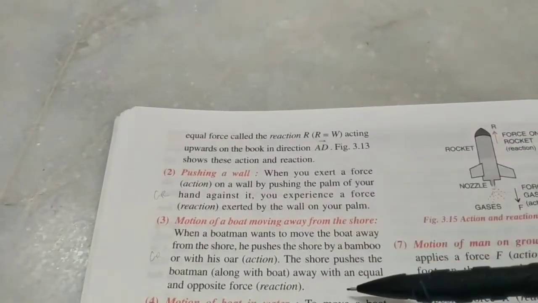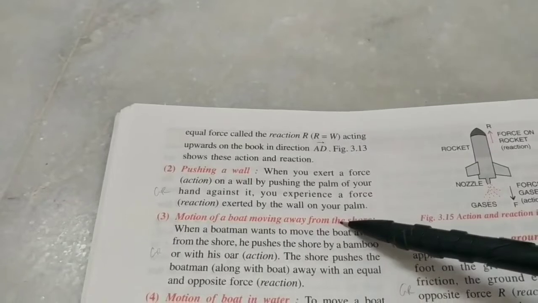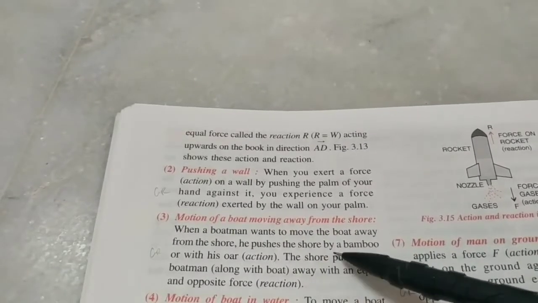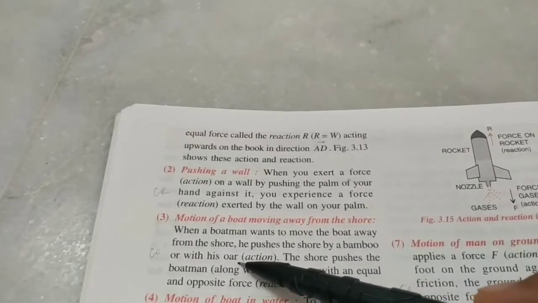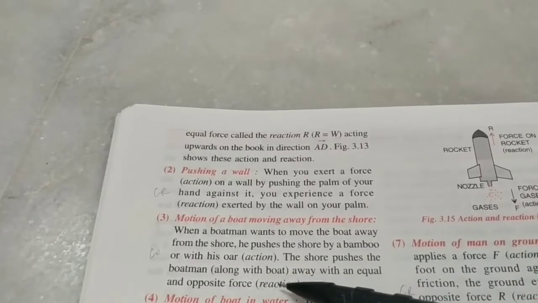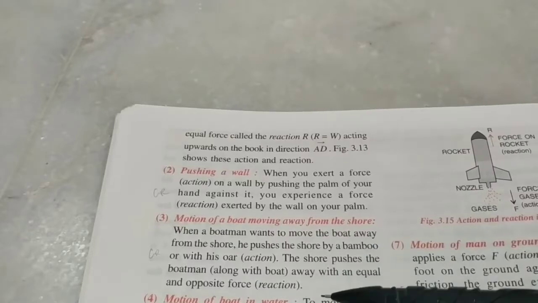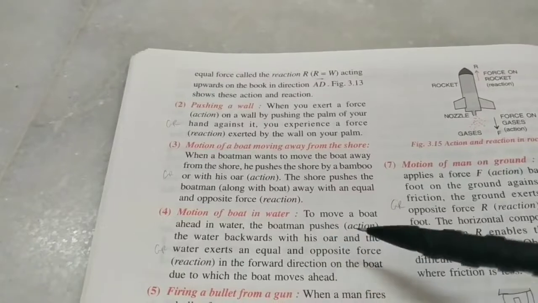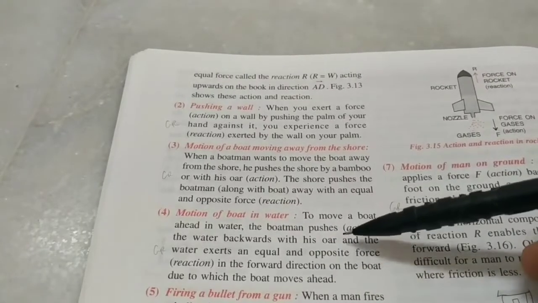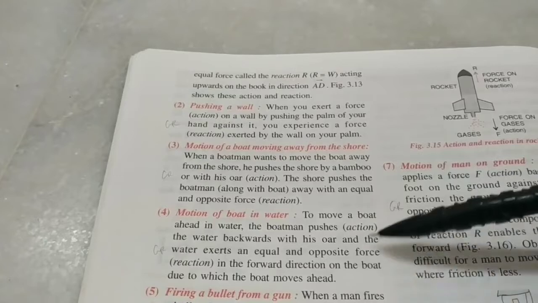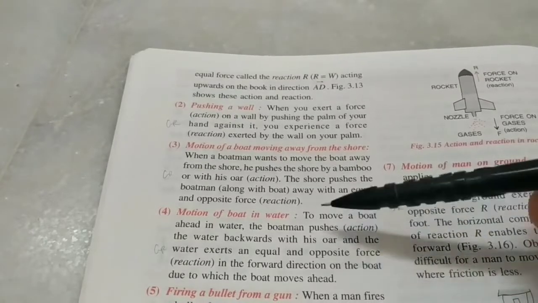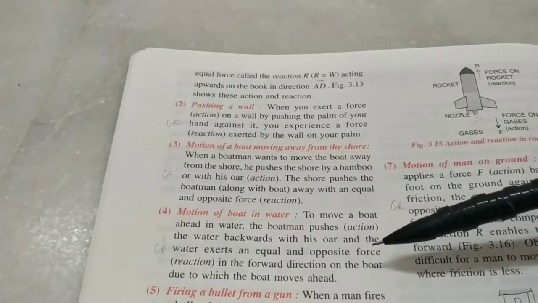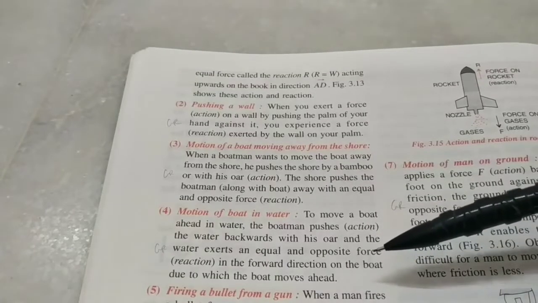That's a good reason. Motion of a boat moving away from the shore. When a boatman wants to move the boat away, he pushes the shore with a bamboo or his oar. That is the action. And the reaction is that the boat is pushed away from the shore. Similarly, another give reason is motion of a boat in water. When you row your boat with the help of an oar, you are pushing the water backwards. That is the action. So the water exerts an equal and opposite force of reaction in the forward direction. That is why a boat is moving ahead, thanks to the reaction force from water.